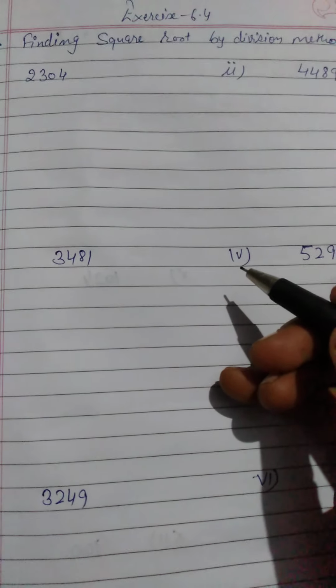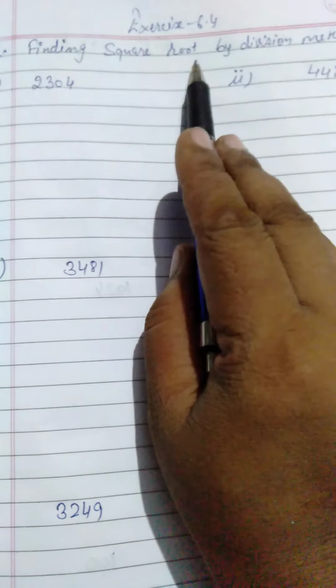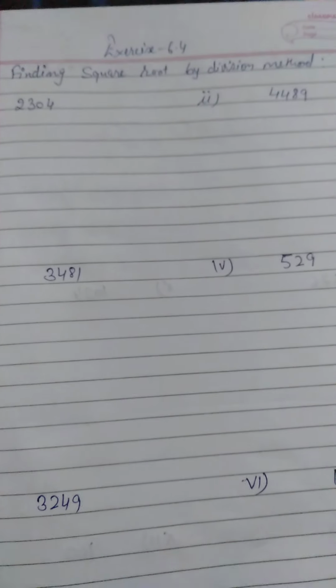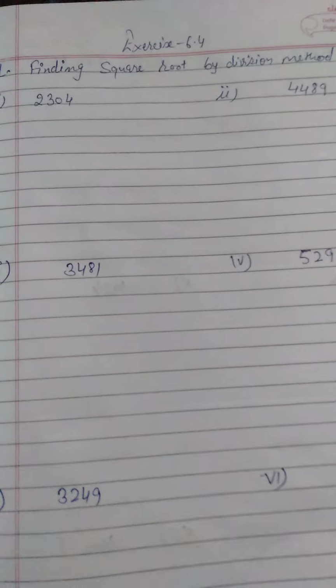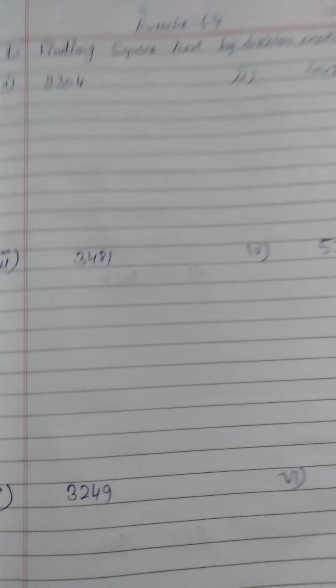Hello everyone. Today we are going to start exercise 6.4. This is finding the square root by division method. You have done square root with repeated subtraction and prime factorization method. Now we are using division method. So what is the method?